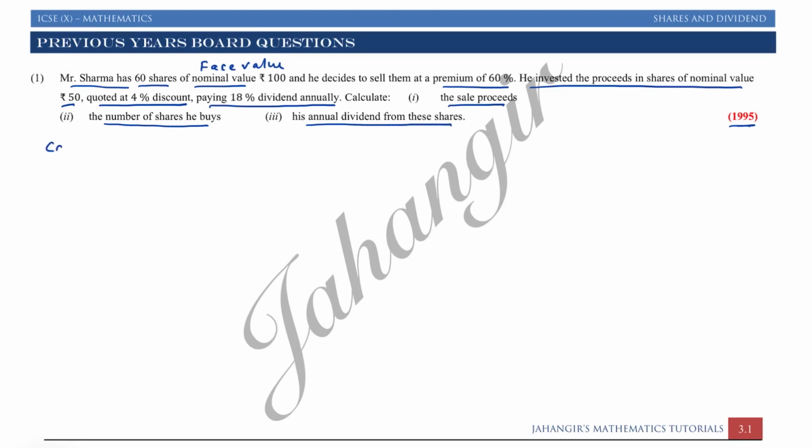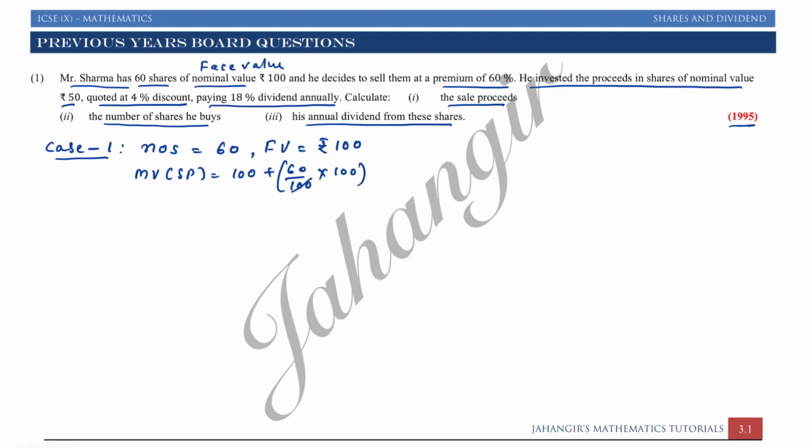So let us write case 1. In case 1, Mr. Sharma has 60 shares. So number of shares is equal to 60, whose face value is equal to rupees 100, and he sold them at a premium of 60%, that is market value, which is the selling price. So 100 plus 60% of 100, because whatever premium and discounts we have, that is on face value. So you will get MV is equal to 100 plus 60, that is 160 rupees. This is the selling price of the first share.